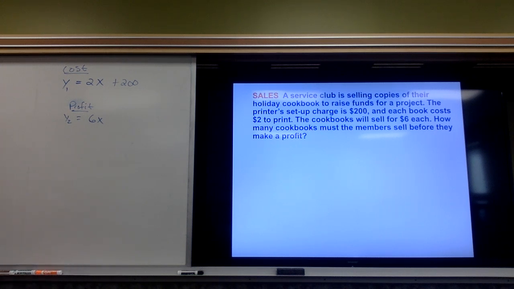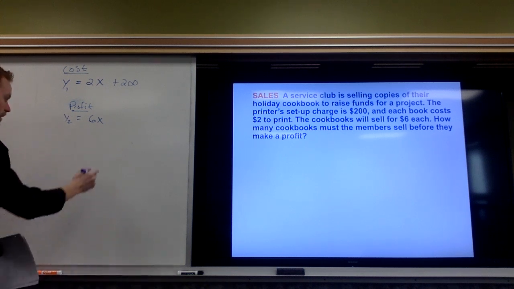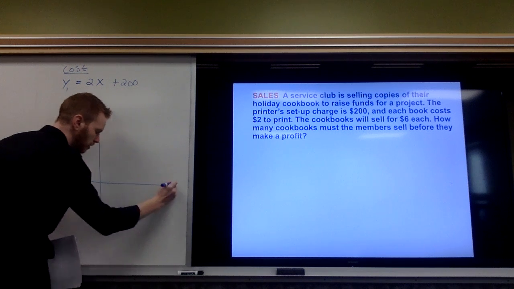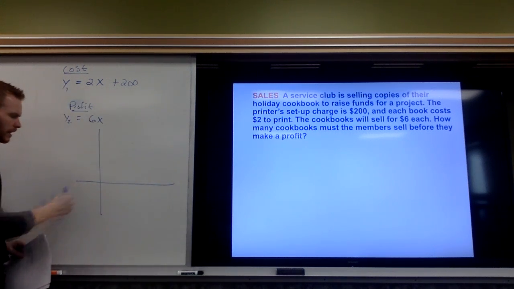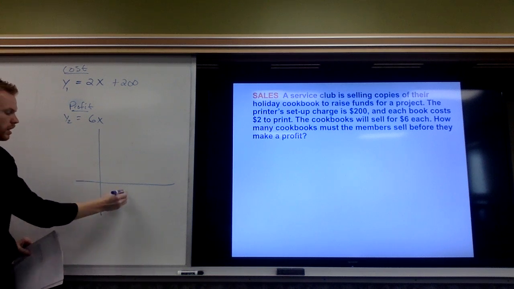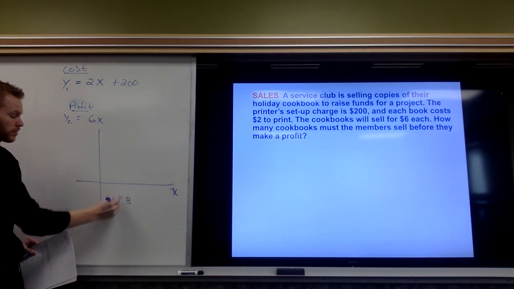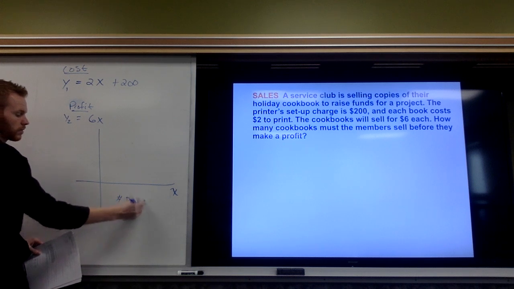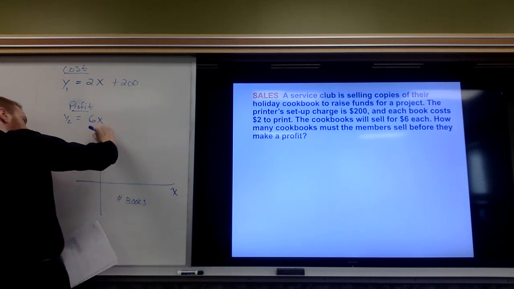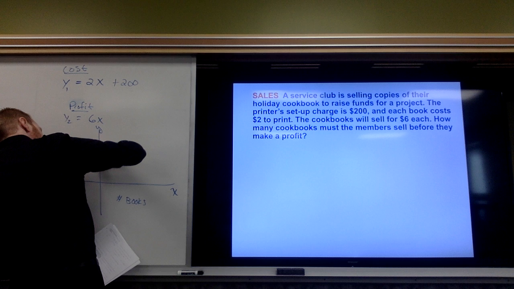Right, so far so good. Now, what I'm going to do is graph both of these on an XY plane. I'm going to be specific, though, because I only want the first quadrant. I'm not going to look at negative profit, right? So I'm looking at the first quadrant. The X is going to be the number of books. This is your Y, which is going to be your profit.